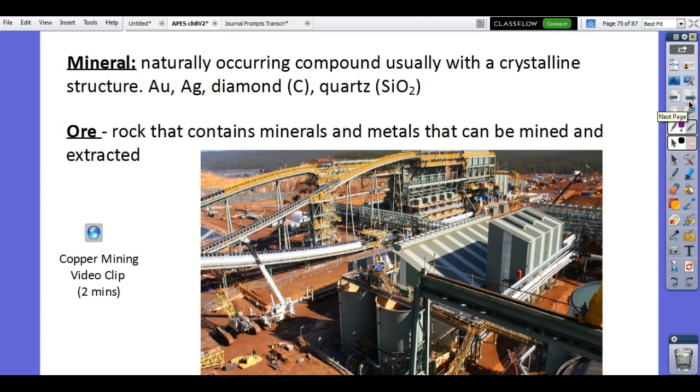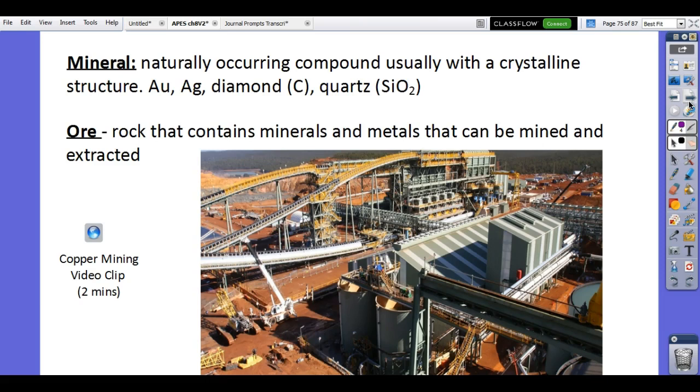So a mineral and an ore. I wrote these definitions down for you because I don't think you'll have to know them. I don't anticipate you having to know them. I would not really memorize them if I were you. But a mineral is just something valuable that typically has a crystalline structure. So like all those pretty little rocks that you saw two slides ago, those are mostly minerals, like diamond and gold.